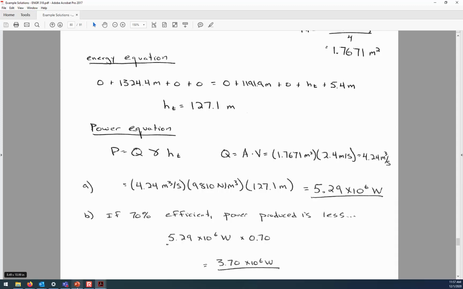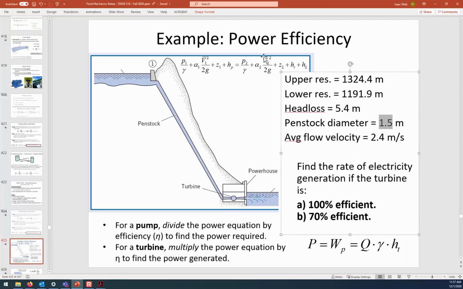Okay, so are there any questions on how to determine the power that's being generated in a case like this? Any questions from this example?